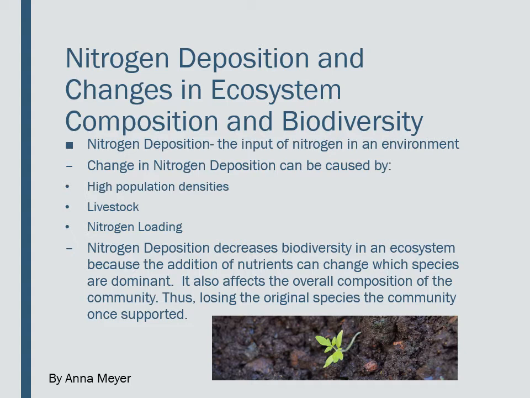Nitrogen deposition decreases biodiversity because it can change the dominant species of an ecosystem. This was observed in the experiment in England. It also affects the overall composition of the community, as observed in the Netherlands.